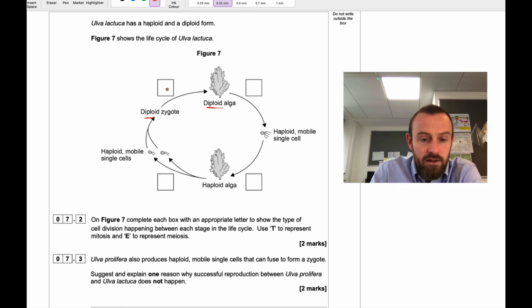Diploid to diploid, that is a mitosis. Diploid to haploid, this has got to be meiosis, so we'll put it as an E. Haploid to haploid, that also has to be mitosis, okay? Because we're not changing the number of chromosomes. It's an identical thing, haploid to haploid, so that's also mitosis. And then this is fertilization, happening here, and then we get the zygote. Interesting.